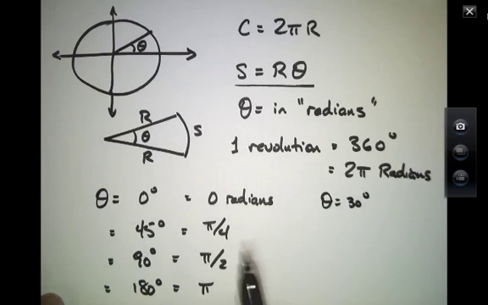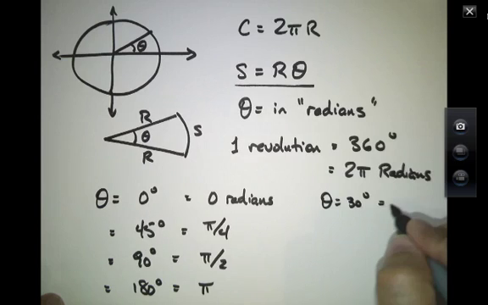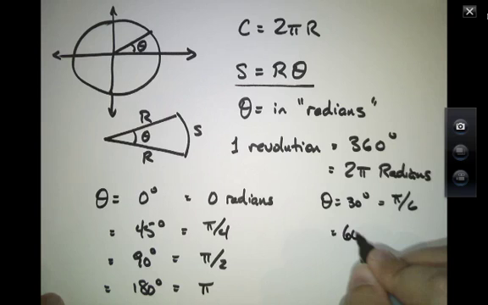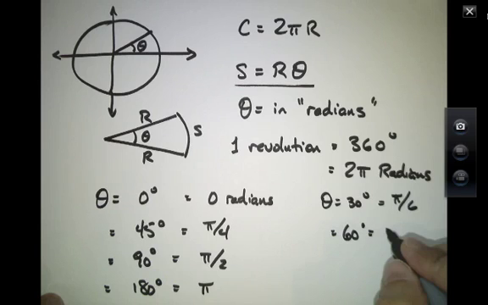30 is a third of 90 degrees, so that's pi over 6. 60 degrees is 2/3 of 90, and that would be pi over 3. And so on. So it's useful to be able to convert back and forth between this new unit of radians and the old unit of degrees.